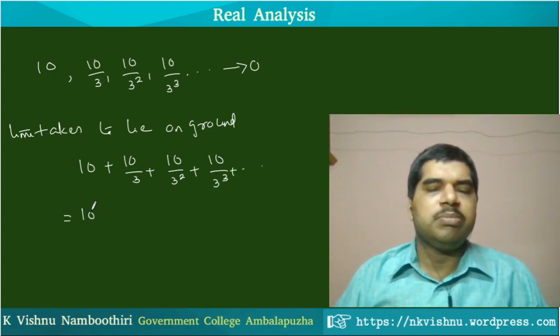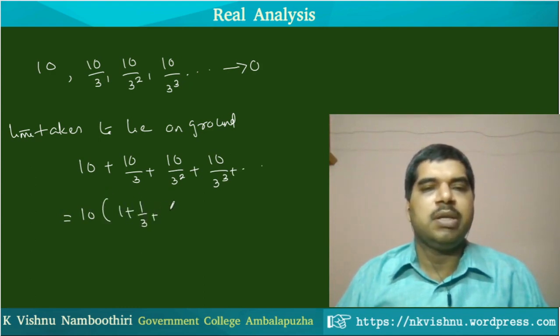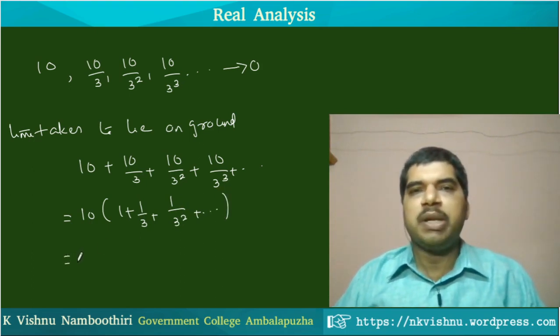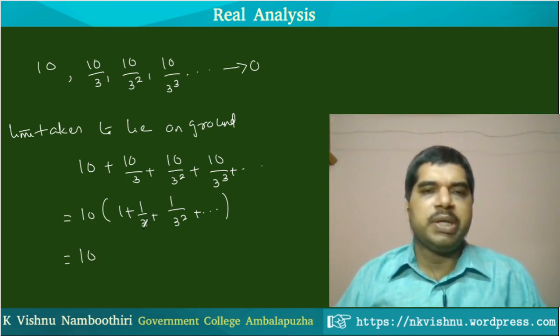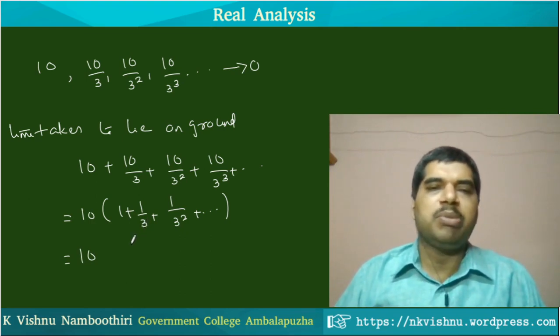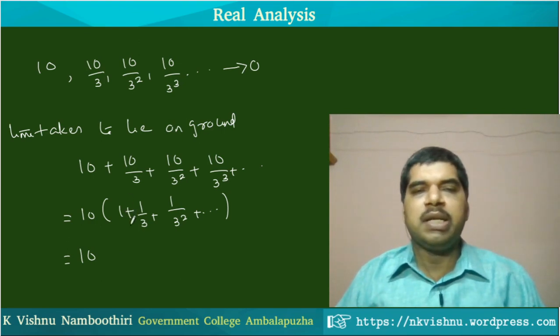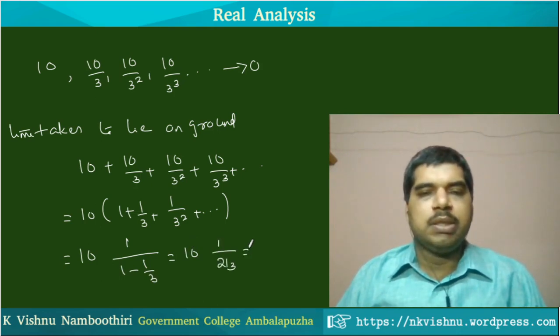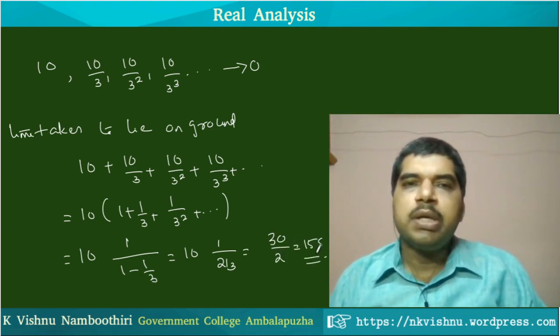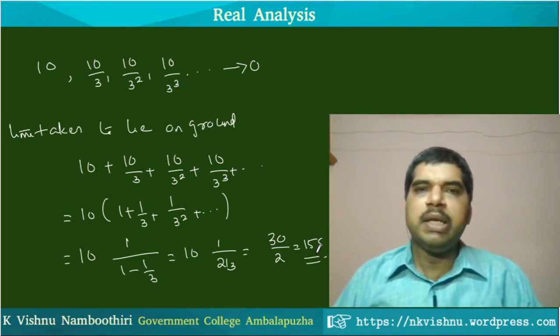And 10 is common here: 1 plus 1 by 3 plus 1 by 3 square plus etc. And if you are familiar with the geometric series concept, you can identify that this is a geometric series, and this 1 by 3 is known as the common ratio, and 1 plus 1 by 3 plus 1 by 3 square plus etc. goes up to infinity. And if a is the starting term, here the starting term is 1, and the sum is a by 1 minus r, therefore 10 by 1 minus 1 by 3. This is nothing but equal to 10 into 3 by 2, that is equal to 30 by 2 or 15 seconds. So the total time taken by the ball to lie on the ground permanently is 15 seconds according to our computation.